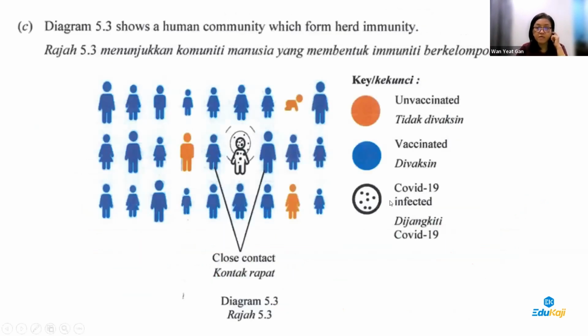Okay, let's look at this question now. The diagram here shows a community which can form herd immunity. So you see this close contact, this person is infected with COVID-19, and the persons that are close contact to this individual are all vaccinated already. The blue color is vaccinated. The orange color is unvaccinated. So since the blue ones are vaccinated, they are protected against COVID-19, although they are very close contact with the infected person.